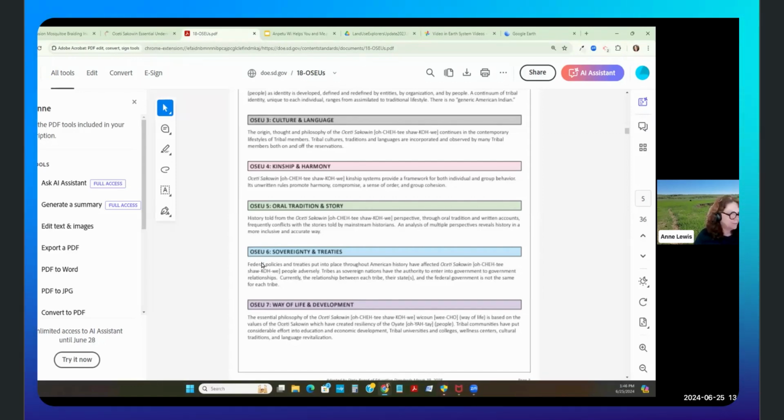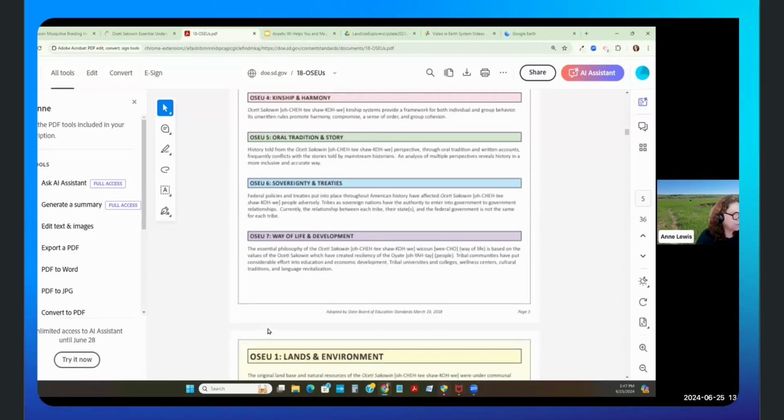And then the OSU way of life and development. And it refers to education and economic development.